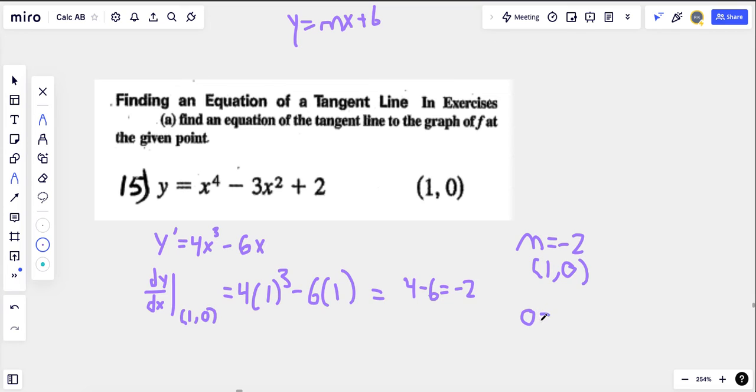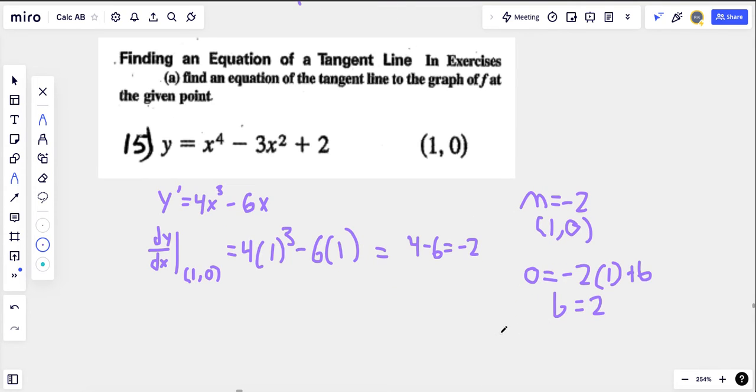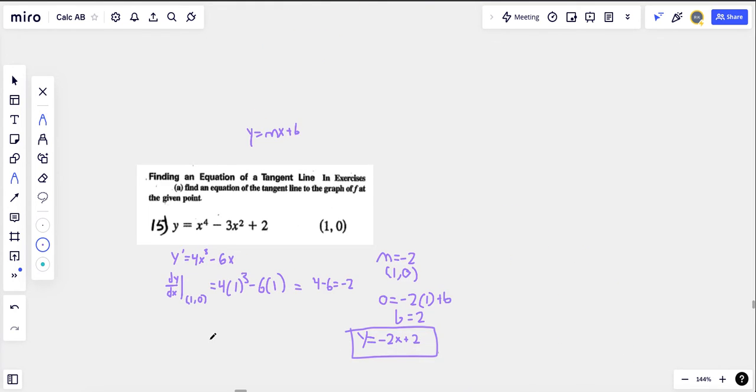So it's 0 equals negative 2 times x, and x is 1 here, plus b. And then I just solve for b. So b here is 2. So then the equation of the tangent line would just be y equals negative 2x plus 2. And that's all for this one.